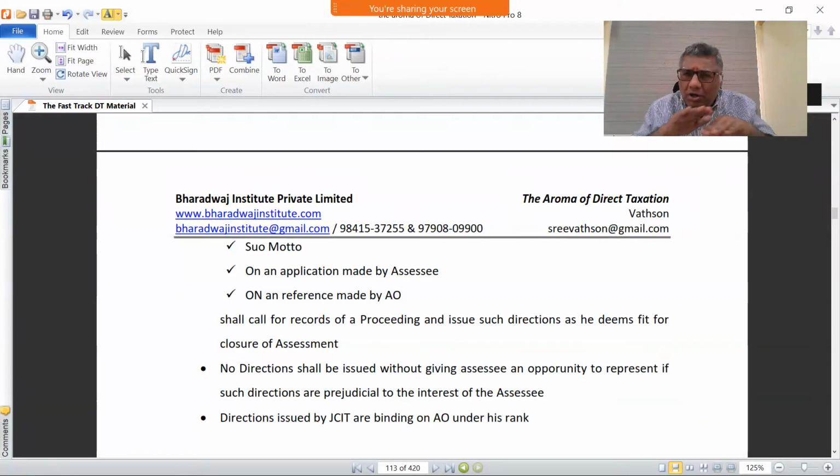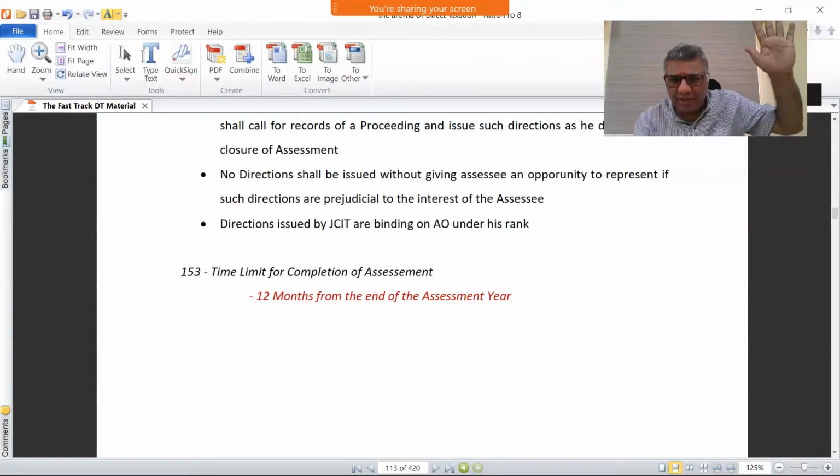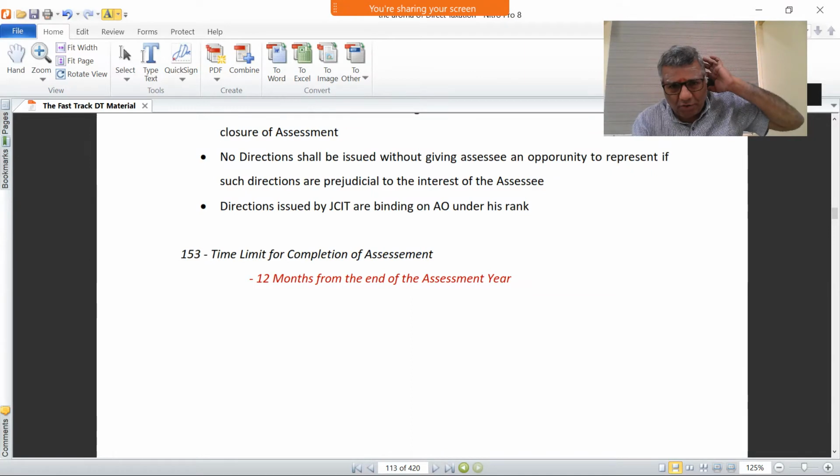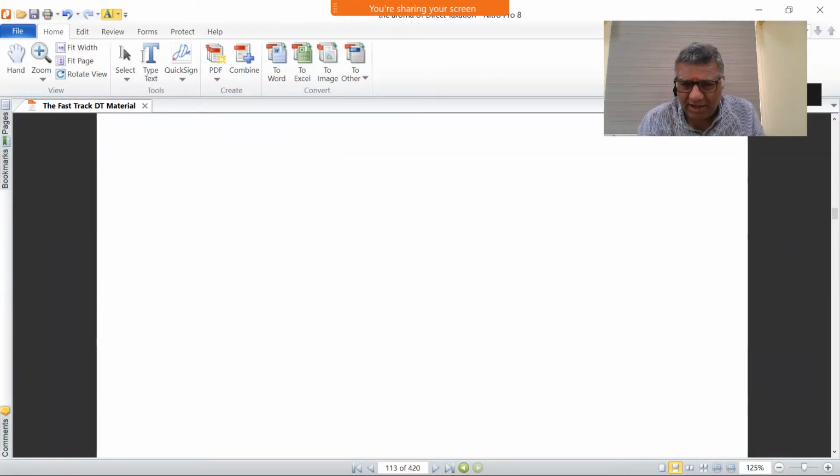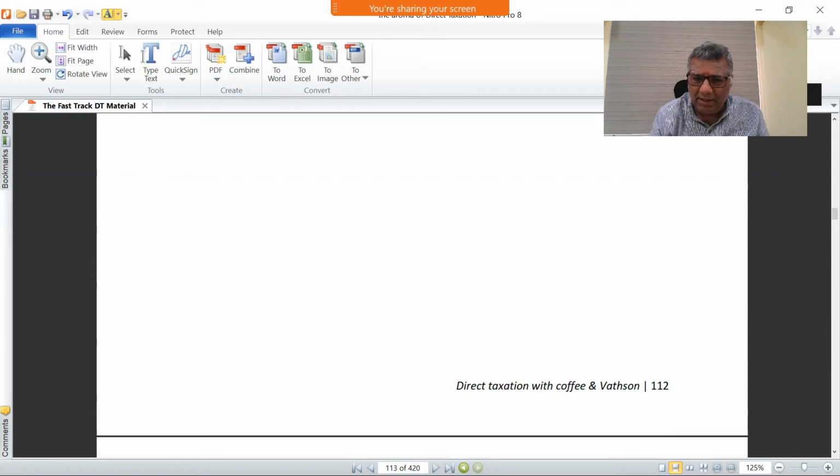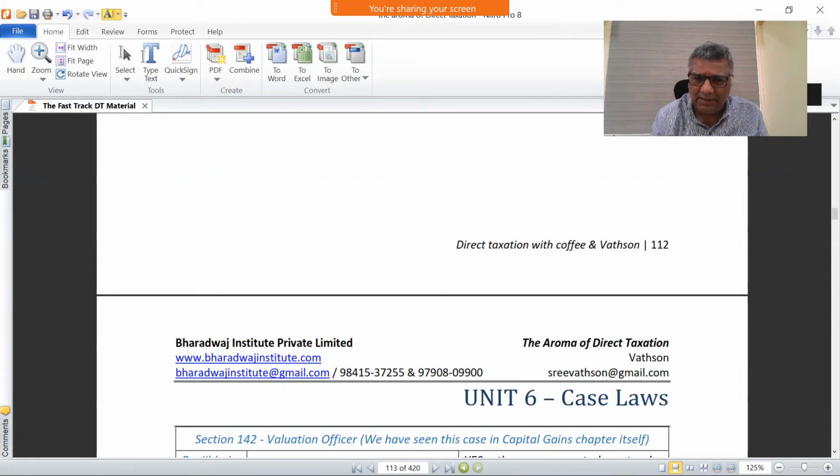What for? For closing out the case. No direction shall be issued prejudicial to the assessee without giving him an opportunity. And AO, once he gets a direction from the superior authority, he has to abide by it. All these things are gone for faceless. Just have a read through whenever you find time. Once you read through as a story, it will be simple. The rest is in faceless assessment.